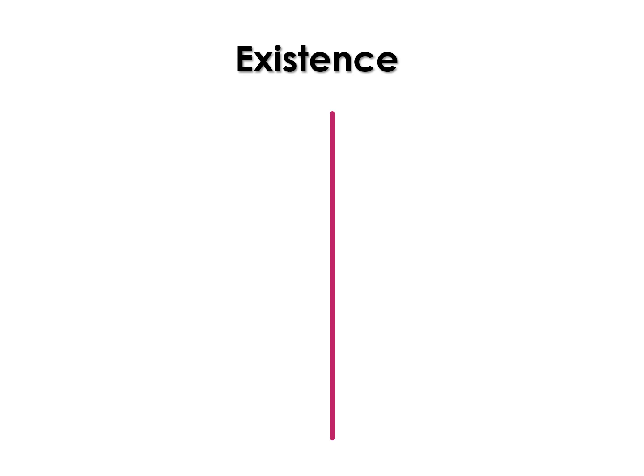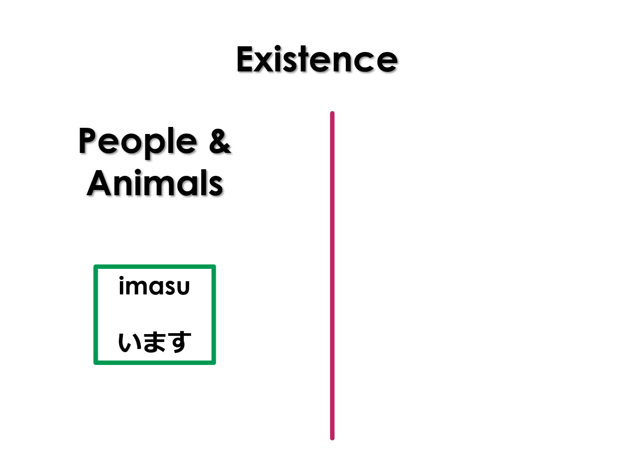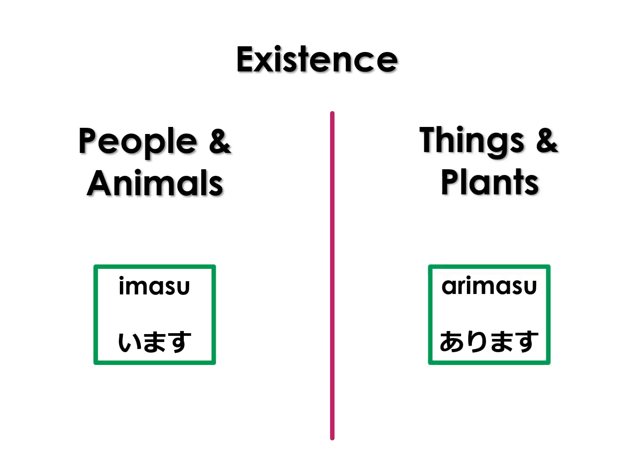In this lesson, we learn how to express the existence of things. For this, we use two verbs. The verb imasu indicates the existence of people and animals, while the verb arimasu indicates the existence of things. Although plants are living, they're classified together with things, and so the existence of plants also uses the verb arimasu.